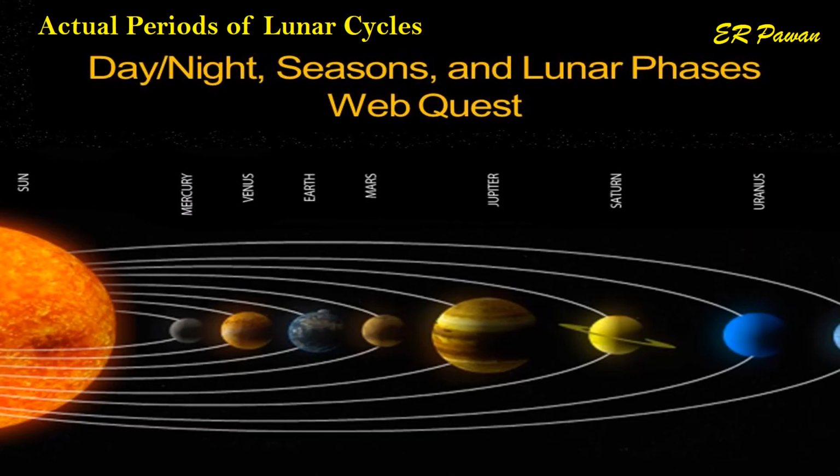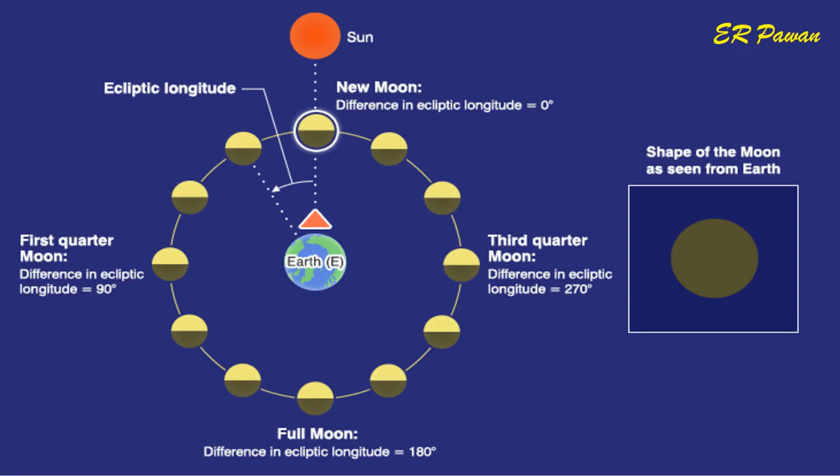Actual periods of lunar cycles. The average period of a lunar cycle of waxing and waning is approximately 29.5 days, but in reality, the actual period fluctuates in a complex manner between around 29.3 and 29.8 days. This is the reason why lunar calendars, which are based on the period of the moon's lunar cycle, have long months of 30 days and short months of 29 days.